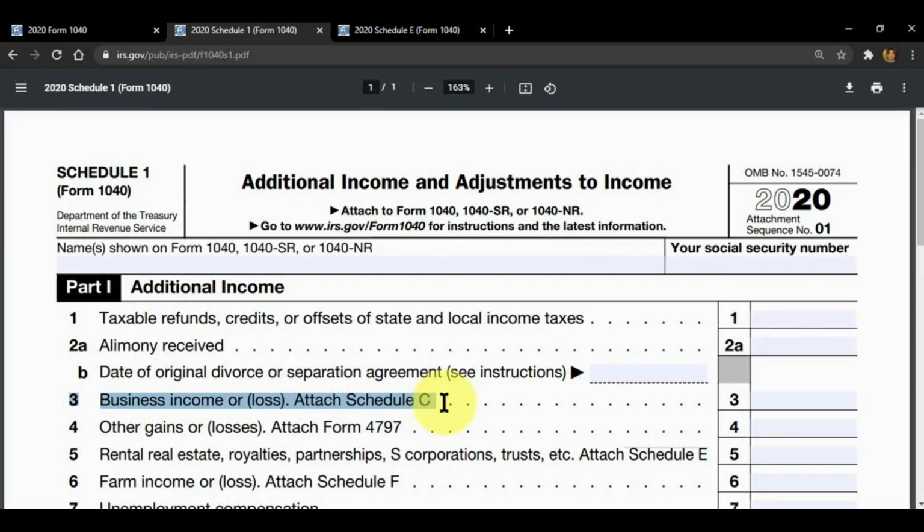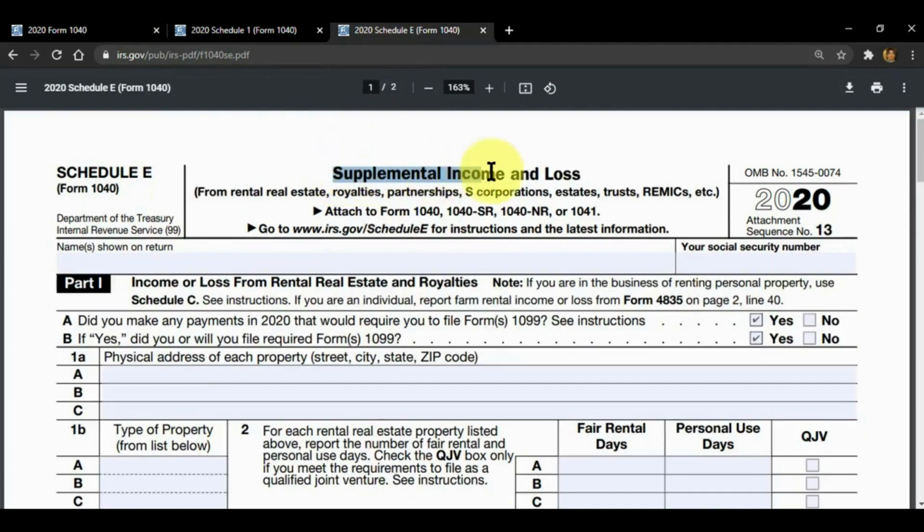But now here in chapter 9, we're talking about rental real estate. And that's going to be reported on Schedule E, in addition to possibly some other types of income. So let's take a look at Schedule E, called Supplemental Income and Loss, where this first page talks about rental real estate and possibly royalty income.